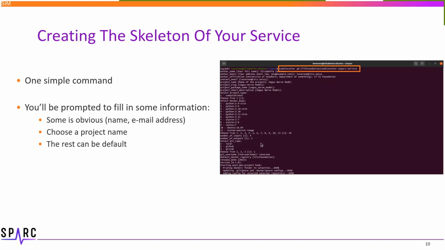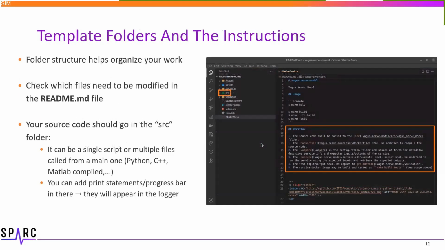Once you have done that, you will have a directory structure that really helps you organize your work. Small detail, if you like coding, I really recommend this text editor. It's called Visual Studio Code. It really helps in developing, also using Docker, and it's really user-friendly. So we'll end up with a number of folders, and we have a README file.